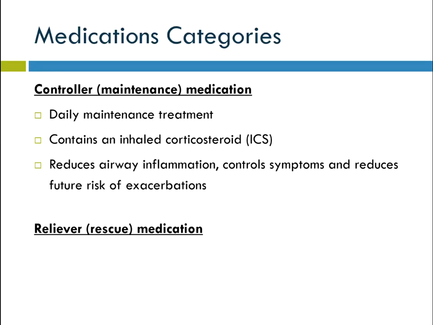The other part of that is at the end of the day, we're going to talk about ICS dosing, and the goal is for a low or medium dose ICS. When we get to high dose ICS, we're thinking severe asthma, we're thinking monoclonal antibodies, we're thinking specialists.